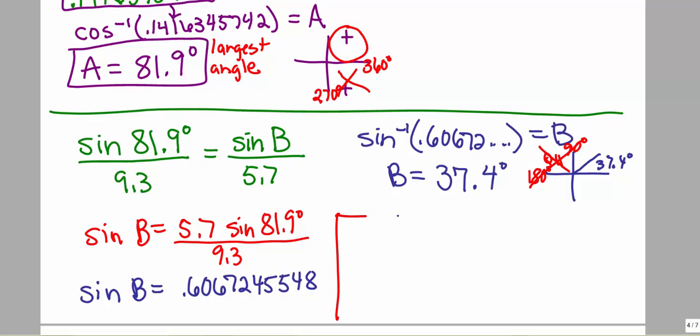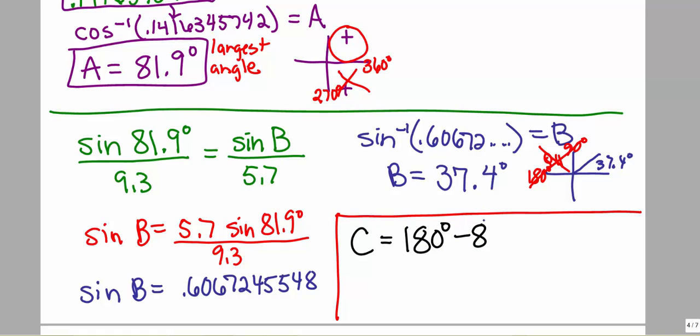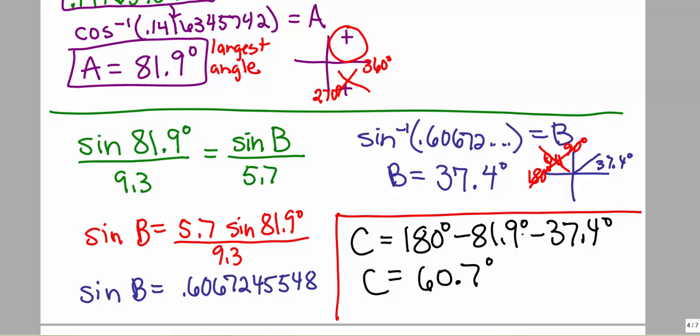Now, what's really nice here is once we know 2 angles, then finding the third angle is really easy. All we have to do is subtract the 2 angles that we have from 180 degrees. So 180 minus 81.9 degrees minus 37.4 degrees, and we find that angle C has to be 60.7 degrees.